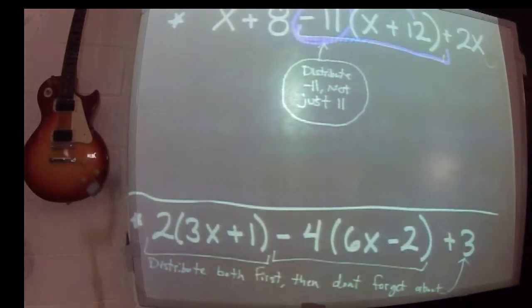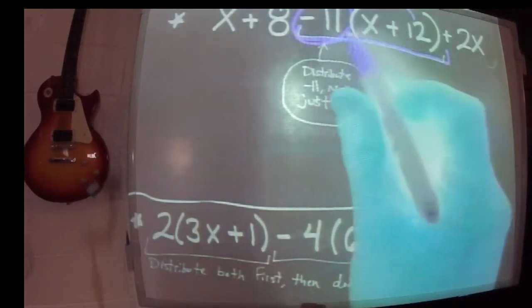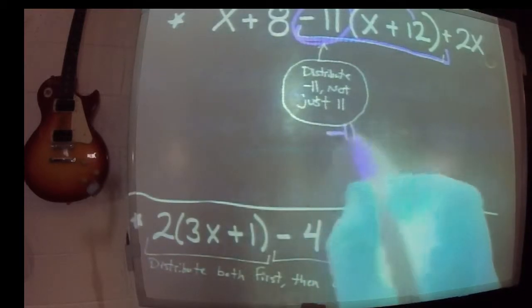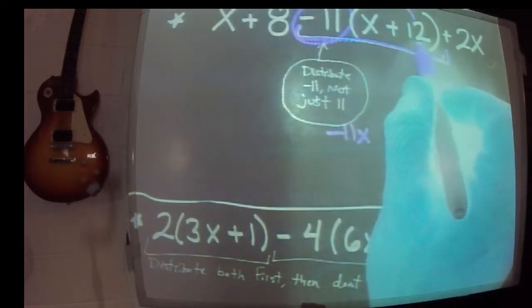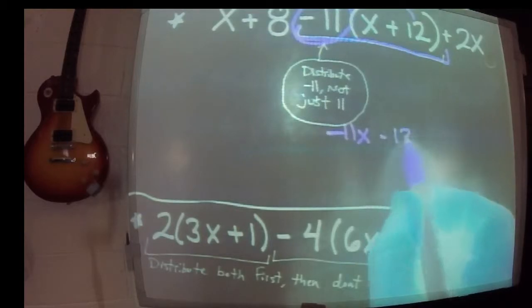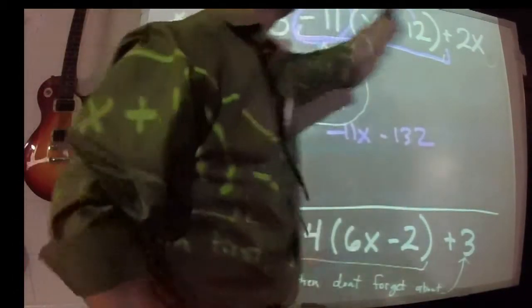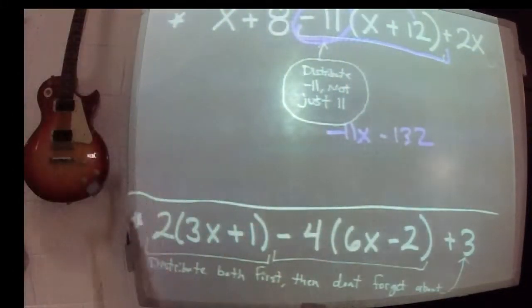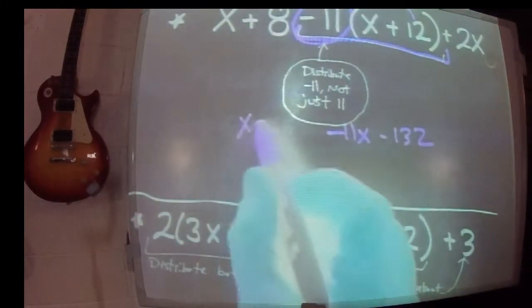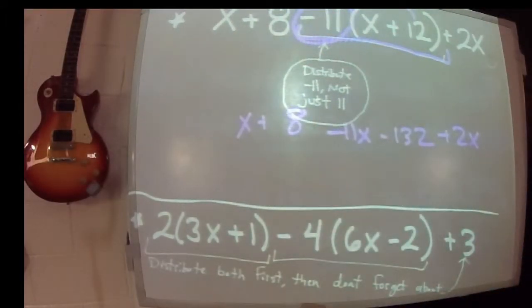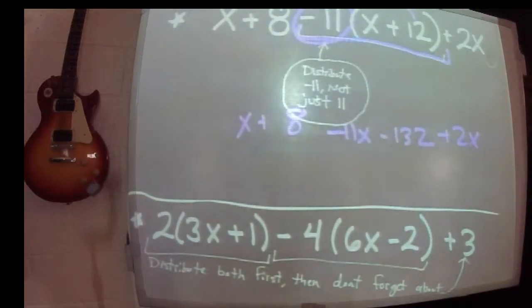Okay, what is -11 times x? Negative 11x. I'll do it right here. -11x. What's -11 times 12? -132. Are you distributed? What happens to all these other pieces of junk? You bring them down. So bring down x plus 8, and bring down plus 2x. All right, now you have distributed.